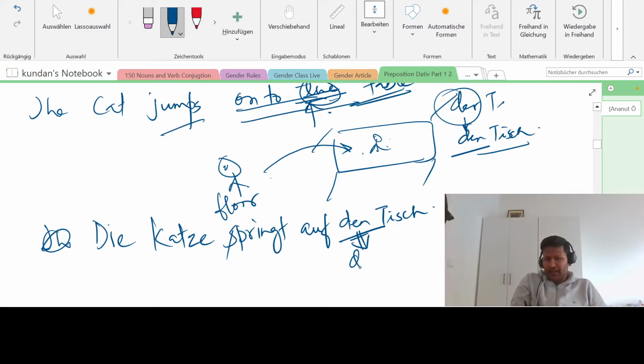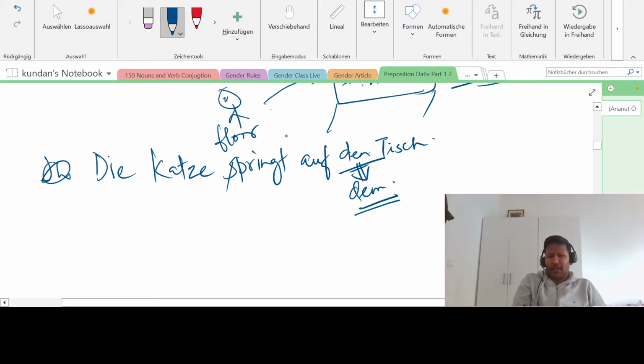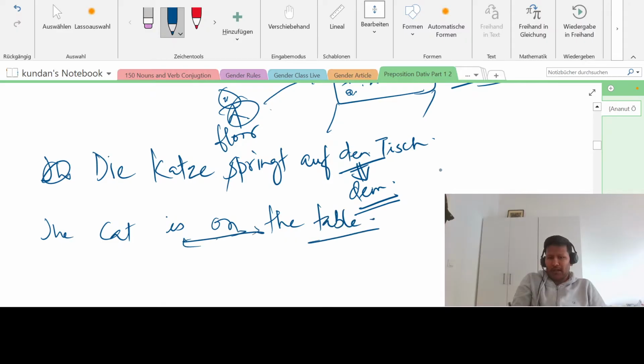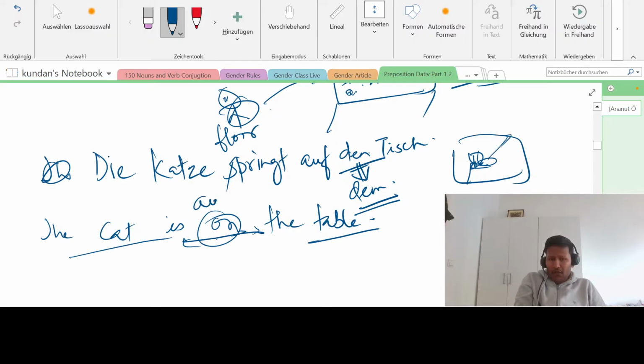Will it be auf dem Tisch? If you change to auf dem Tisch, then what does it mean? That means that the cat was already on the table and it's jumping on the table. So that is the difference it will make in the sentence. Okay, so if I'm saying the cat is on the table, so we know this is no movement, this is on the same place. The cat is maybe sleeping or is just looking at someone. Okay, so this auf is for the location, so this will be dative.